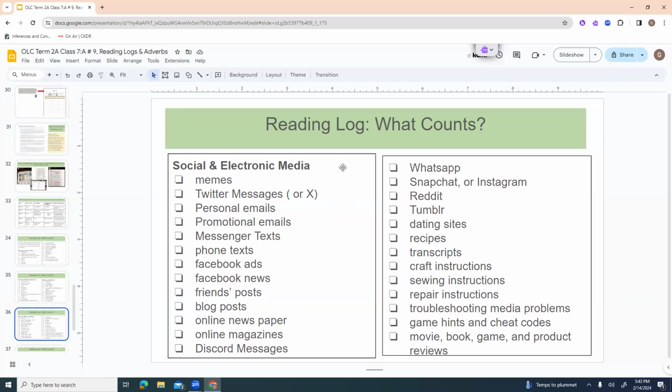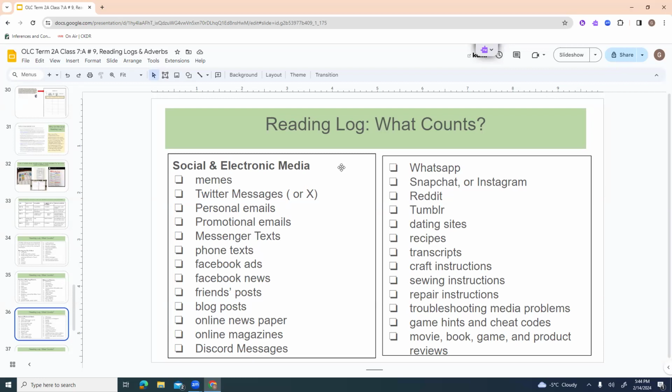All right, things that you might see on social or electronic media: memes, Twitter or X messages, personal emails or promotional emails, messenger texts, phone texts, Facebook ads or Facebook news, friends' posts. Maybe you read some blog posts. Maybe you are signed up to an online newspaper or online magazines. Discord messages, things like WhatsApp, Snapchat, Instagram, Reddit, Tumblr, maybe dating sites, recipes, transcripts, craft instructions or sewing instructions, repair instructions, troubleshooting media problems, game hints and cheat codes, movie, book, game, and product reviews.